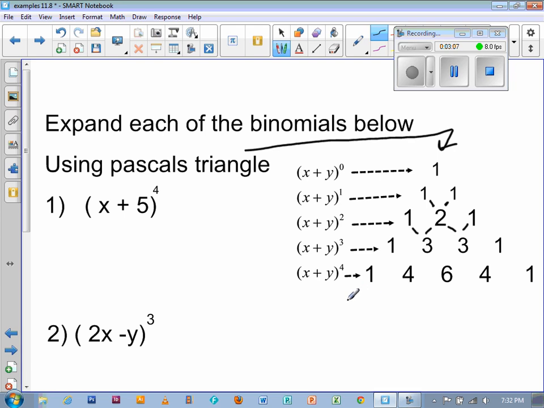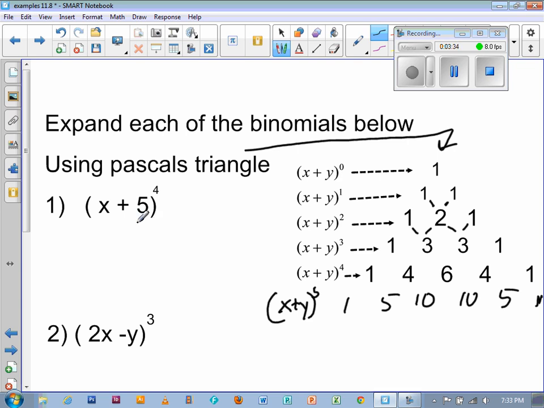So this next level would be 1, 5, 10, 10, 5, and then there'd be a 1 at the end. That would be the level that corresponds with x plus y to the 5th power. But that's called Pascal's triangle. Pascal is the one that invented this, and what we're going to use it for is to actually expand x plus 5 to the 4th power. And hopefully for you it'll be a little bit easier.